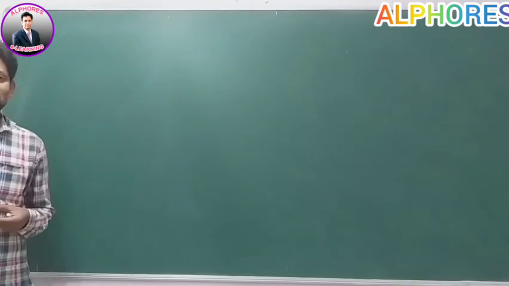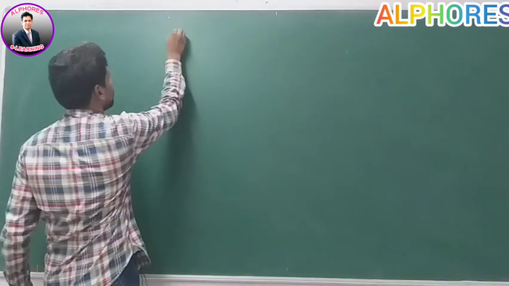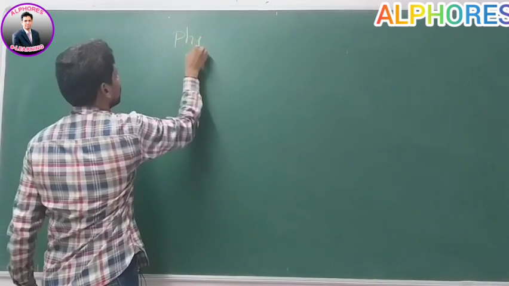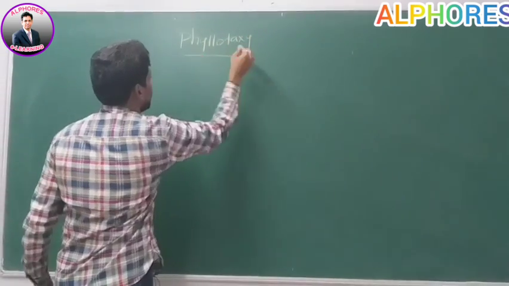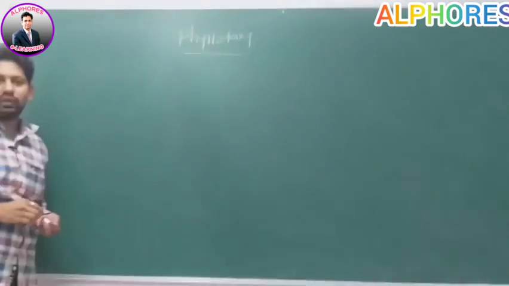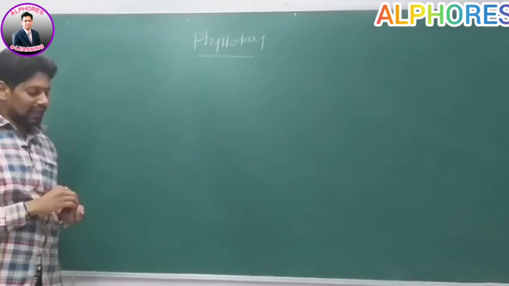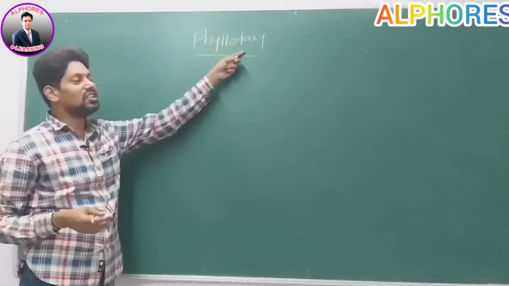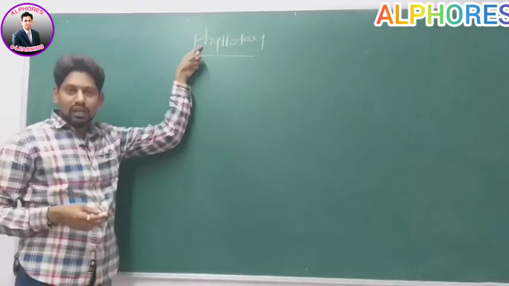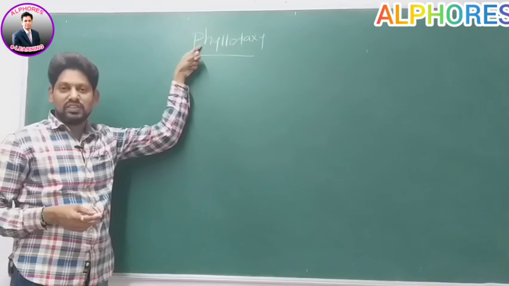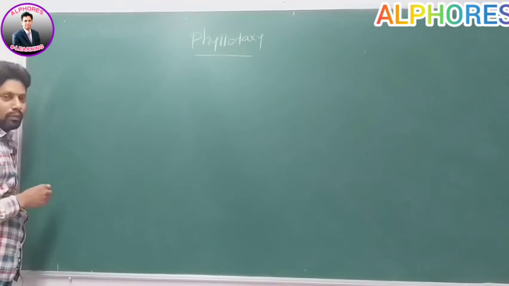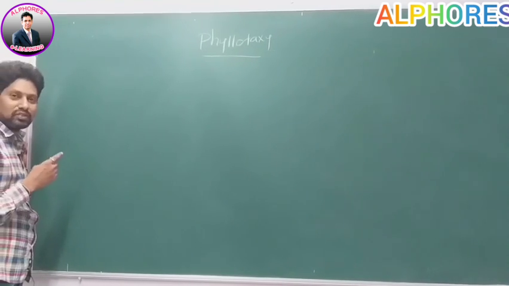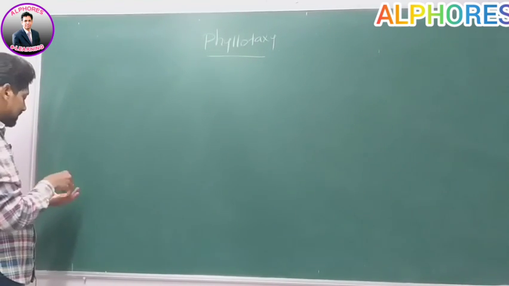Students, we are discussing phyllotaxy. Phyllotaxy means the arrangement of leaves on stems and branches. We already discussed this statement. Phyllotaxy is of how many types? Three types.